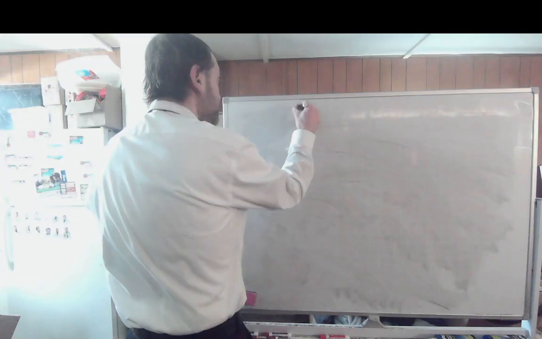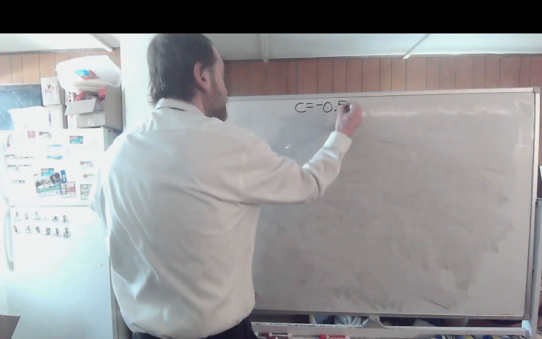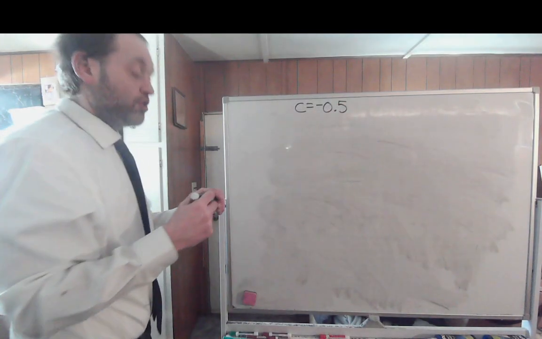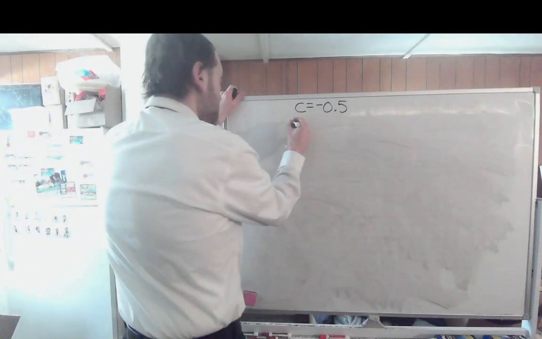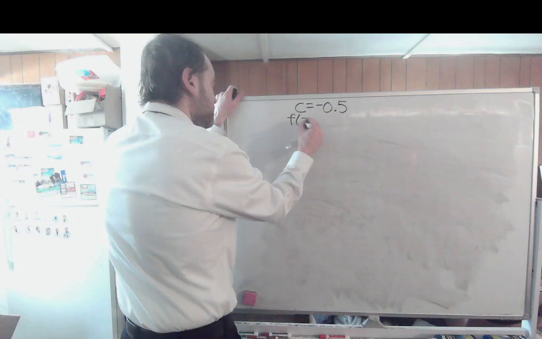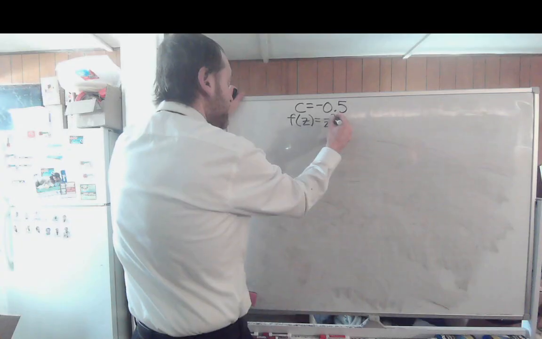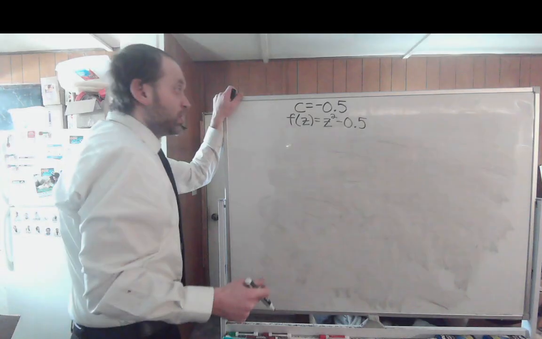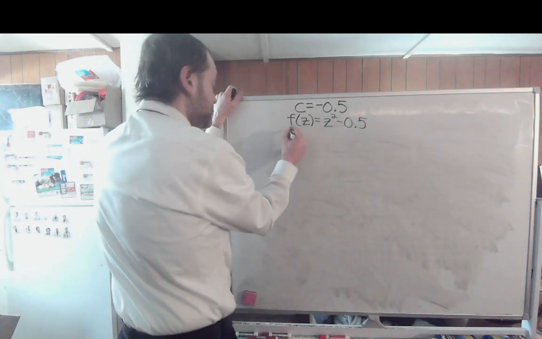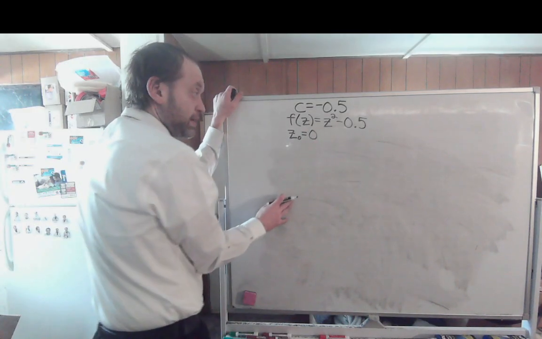Now this time we just have c equals negative 0.5. Is c equal to negative 0.5 part of the Mandelbrot set? So let's find f of z, which of course is equal to z squared plus c, so that'll be z squared minus 0.5. All right, well, z sub 0 is always 0 by default.